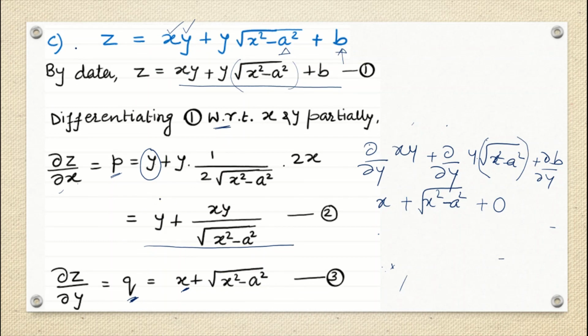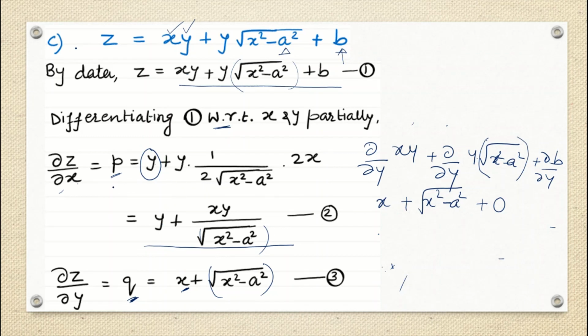Fine. Now next what I should do, see in this case also, we have got p is y plus xy by √(x² − a²). I don't have b here. Similarly, q equals x plus √(x² − a²). Even here also I don't have b. So what I can see is that this term is present in both places. If I come to know what √(x² − a²) is from this equation, and then substitute in the second equation, I will get the required answer.